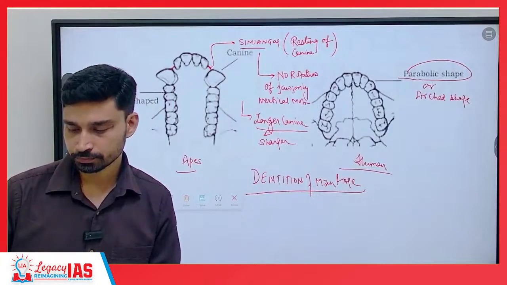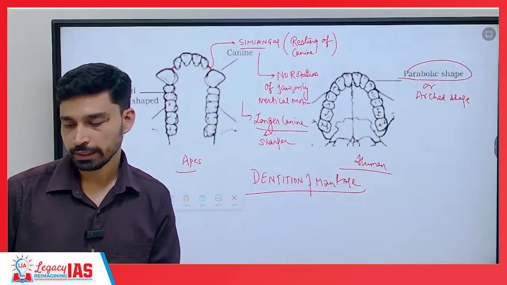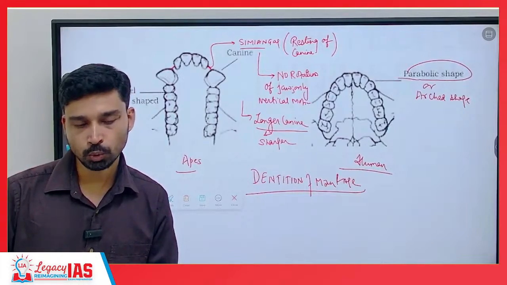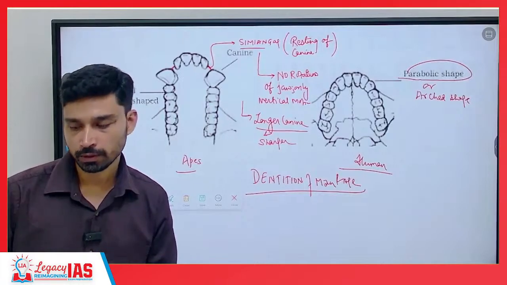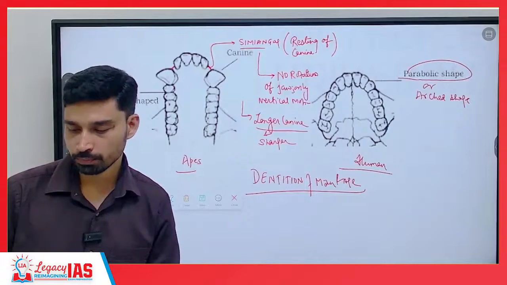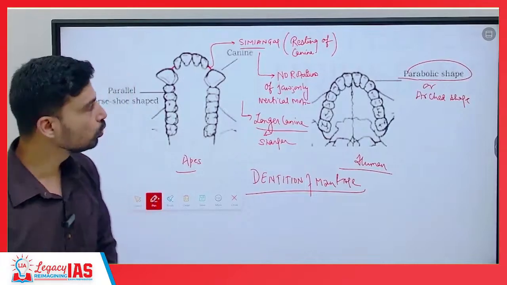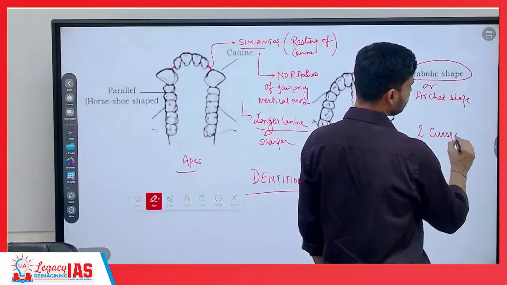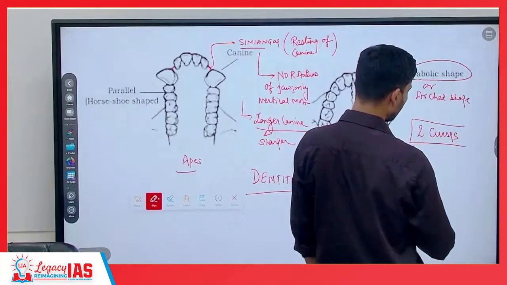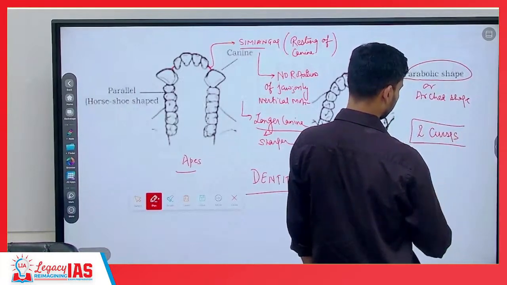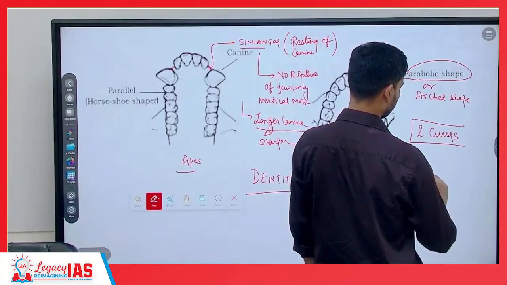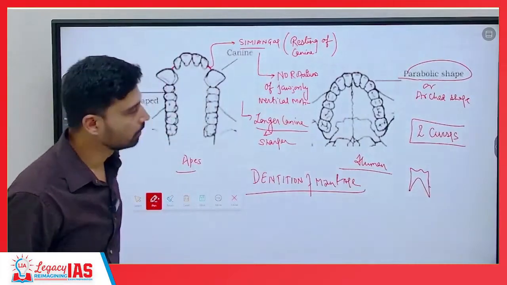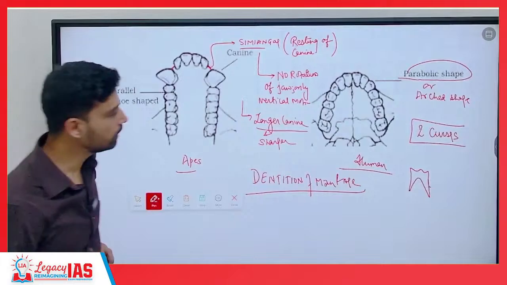Premolar. So first we can write, in man, the lower premolar has two cusps. In man, the lower premolar has two cusps, while it is one in apes.